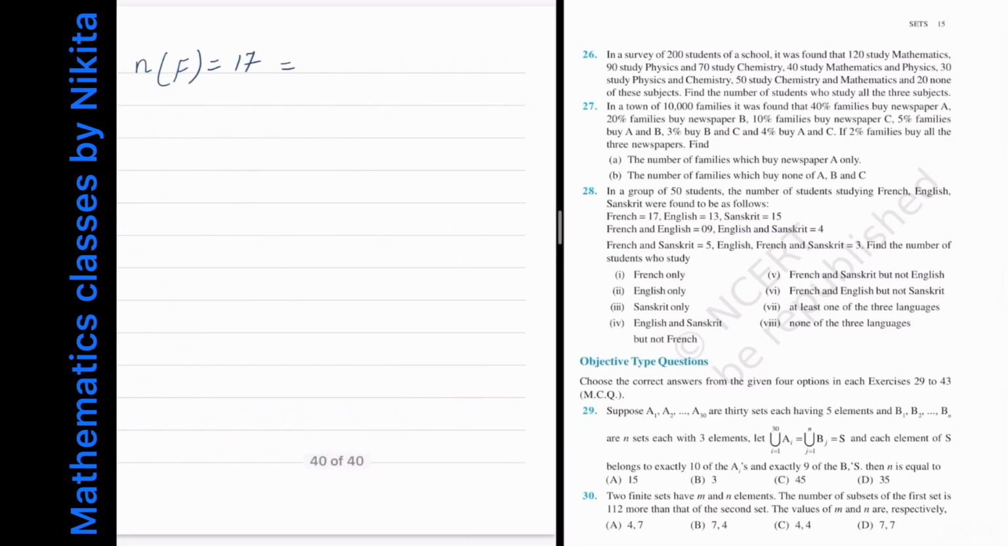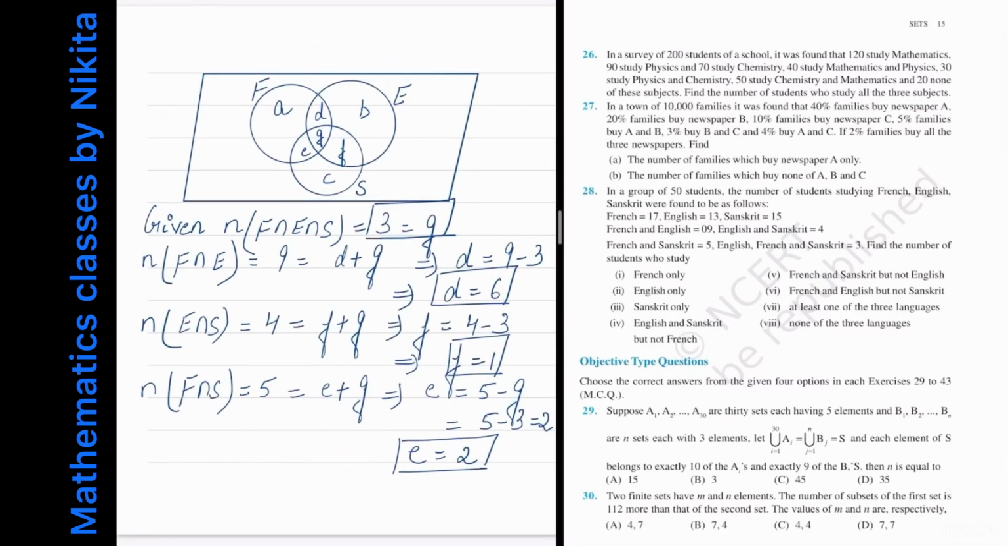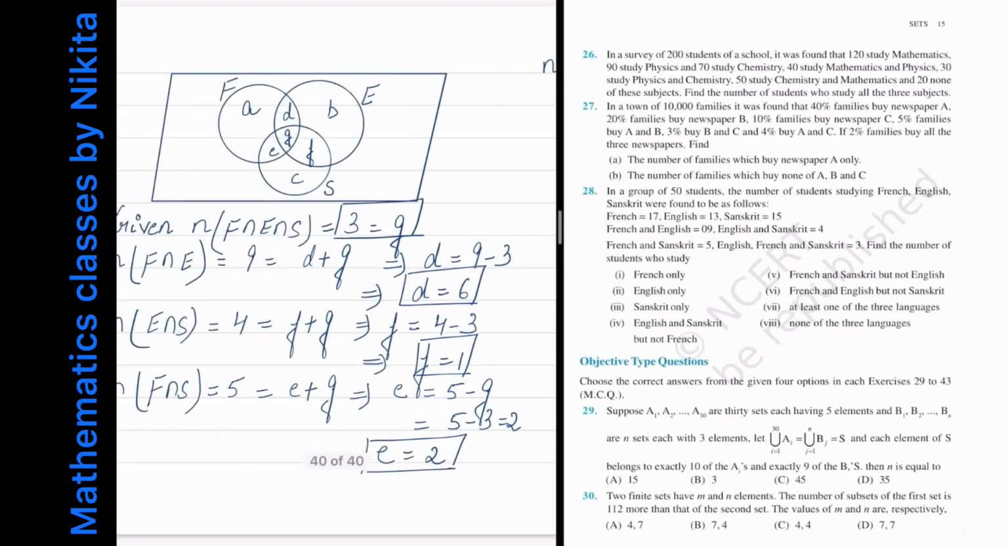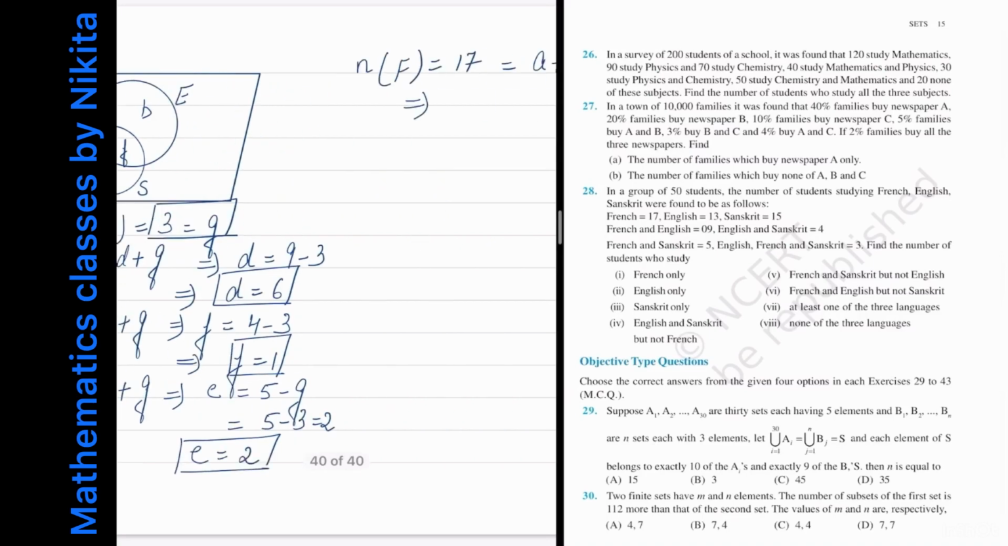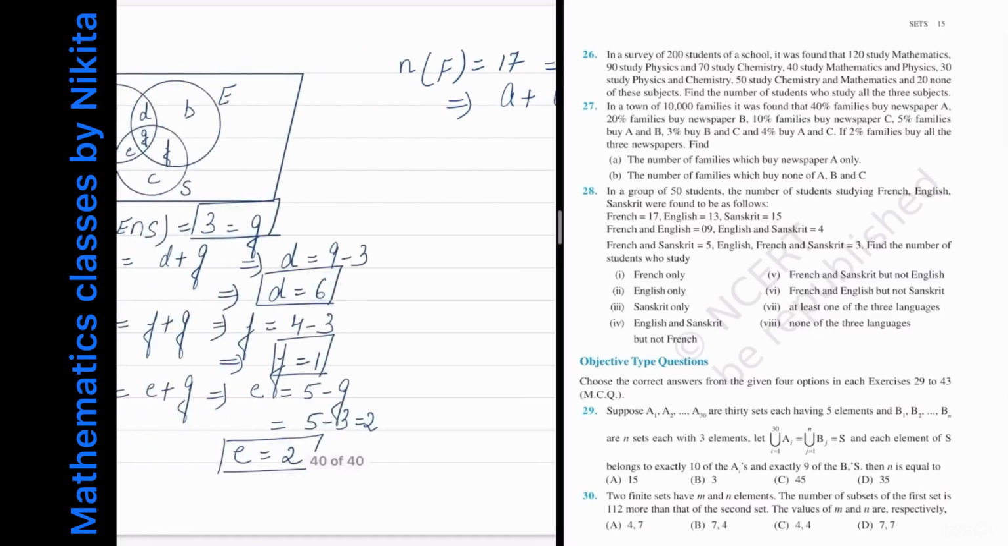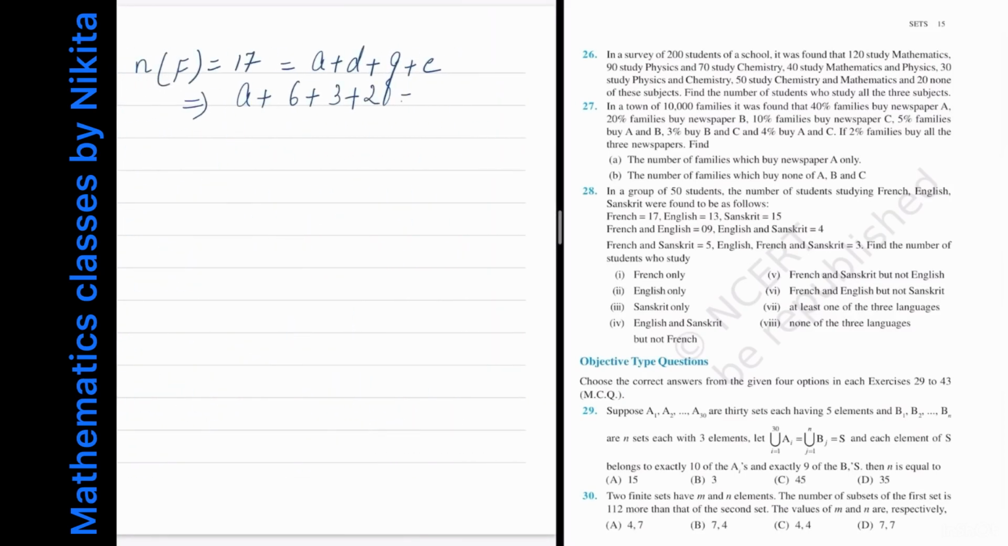Okay, so I'll write A plus D plus G plus E. Now put the values which are known to you. So I know what is D, what is G, and what is E. So A we don't know. So D is 6, G is 3, and E is 2. So this is equal to 17, and from here you will get A as 6 plus 3 is 9, 9 plus 2 is 11, 17 minus 11, which is equal to 6. So A is equal to 6.